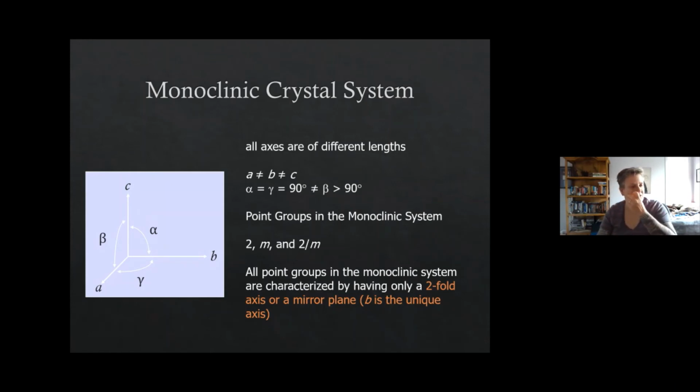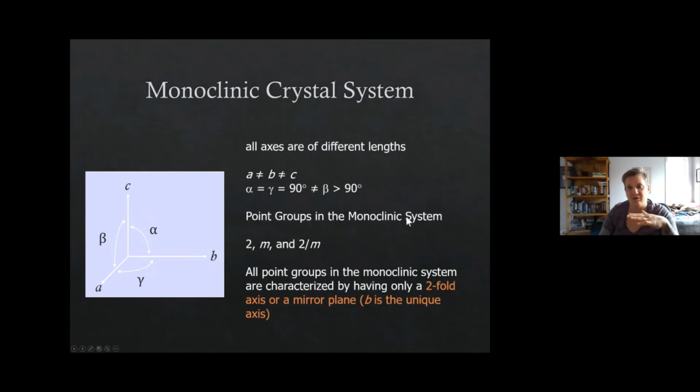So if you think of a gypsum crystal, or a pyroxene crystal and you look at the terminations, they're never just flat, they're always angled a little bit compared to the other sides of the crystals. That's what's happening. We're getting a beta angle here that is a unique angle, and it's going to be greater than 90 degrees and cause that kind of tilting in the crystals. So the monoclinic system, all of them have a two-fold axis or a mirror plane. There's not very many point groups in here, 2, m, and 2/m. So fairly simple crystal system.